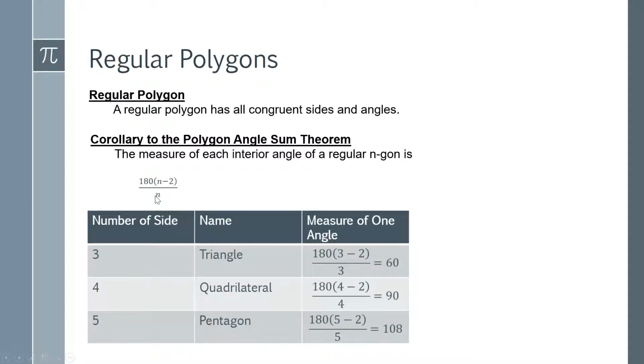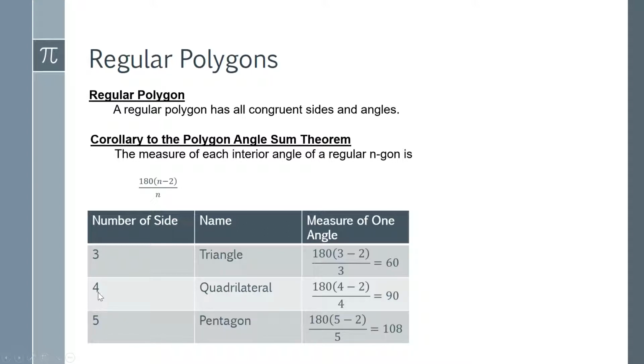So here is just a short table. Remember, we got some tables in the lesson. This kind of is a corollary to that table as well, so you can make your own table and finish filling it out. But if we have a triangle, remember, a triangle has 3 sides. So if we fill into this formula, 180 times 3 minus 2, 3 minus 2 is 1. 180 times 1 divided by 3 is 60. So each angle of an equilateral triangle is 60 degrees.